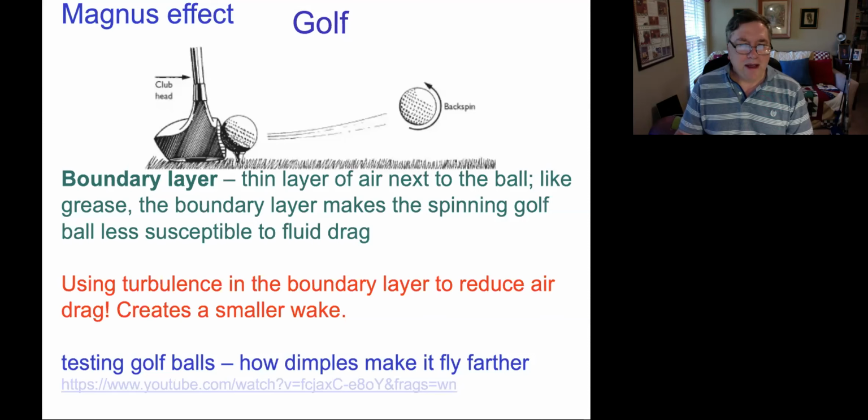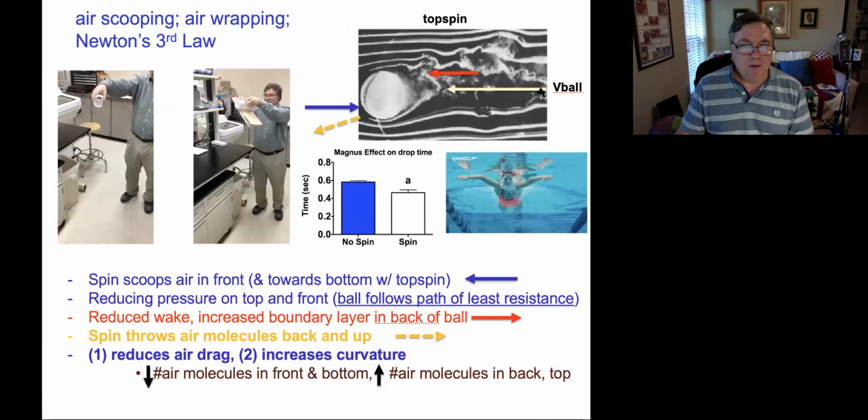Okay, we are back. So again, with a golf ball, with that backspin, you're going to have that Magnus force going upwards. You have Bernoulli's principle. You have air wrapping. You got the boundary layer. They're all working together. So let's check out what happens.